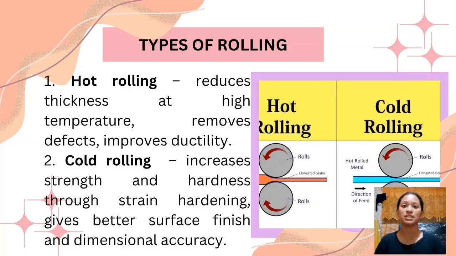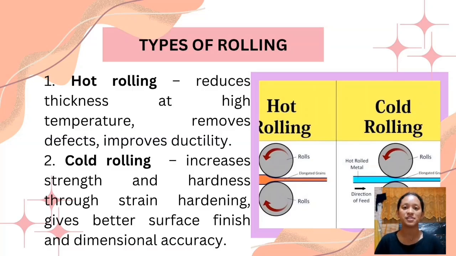The second type of rolling is cold rolling. In cold rolling, the metal is rolled below its recrystallization temperature, often at room temperature. This causes strain hardening, which increases strength and hardness.